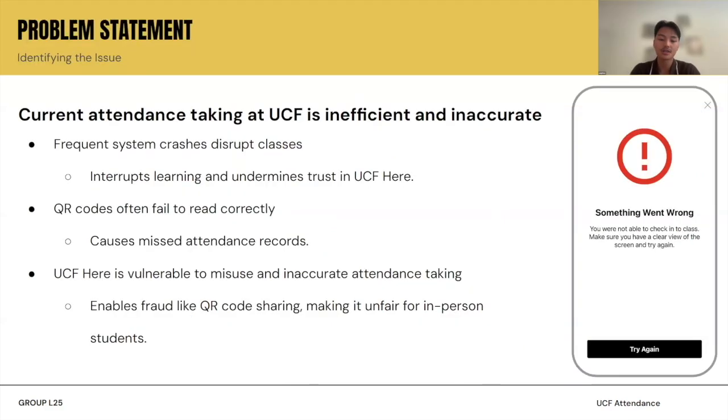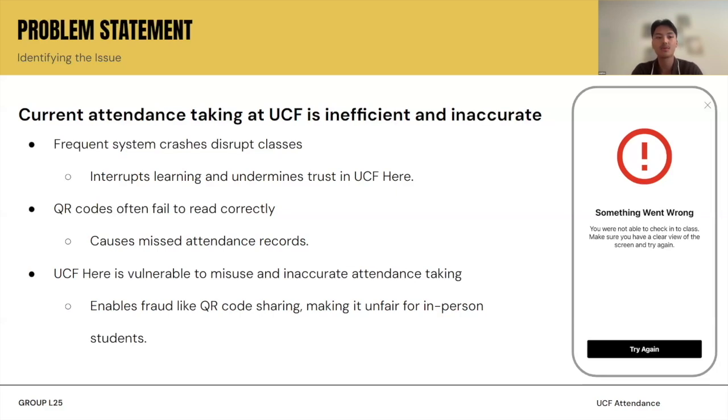Currently at UCF, other than using a pen and paper, the most popular way of taking attendance is using this app called UCF Here. It allows students to scan a QR code for attendance and automates the whole attendance taking process. Very good idea in theory, but currently there are a lot of issues with it. It crashes often, disrupting class. It is very vulnerable to misuse.